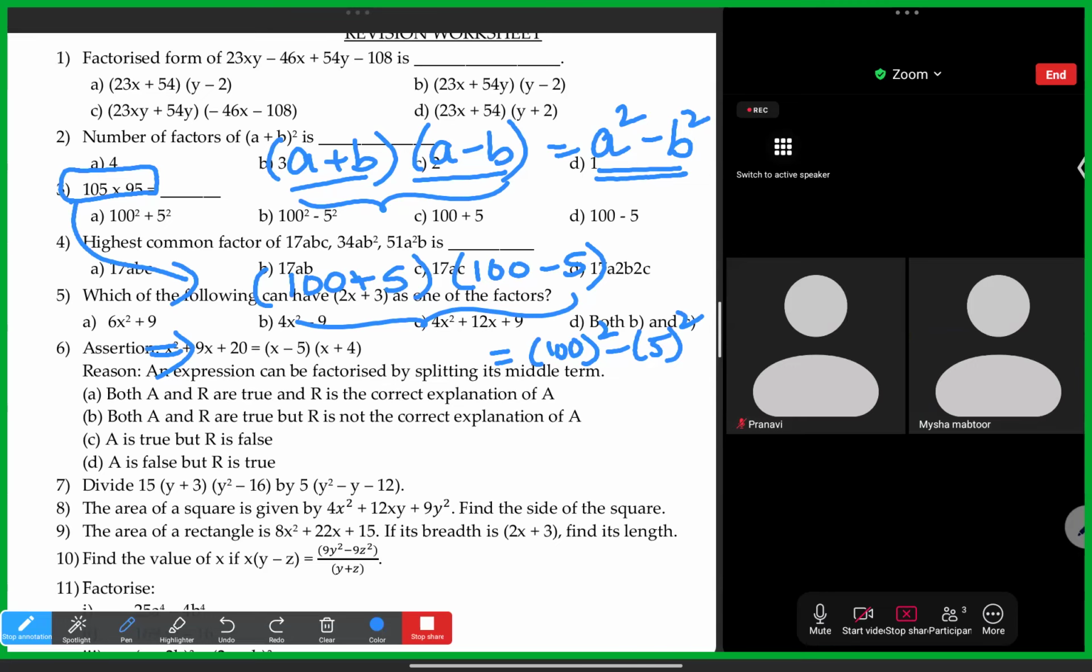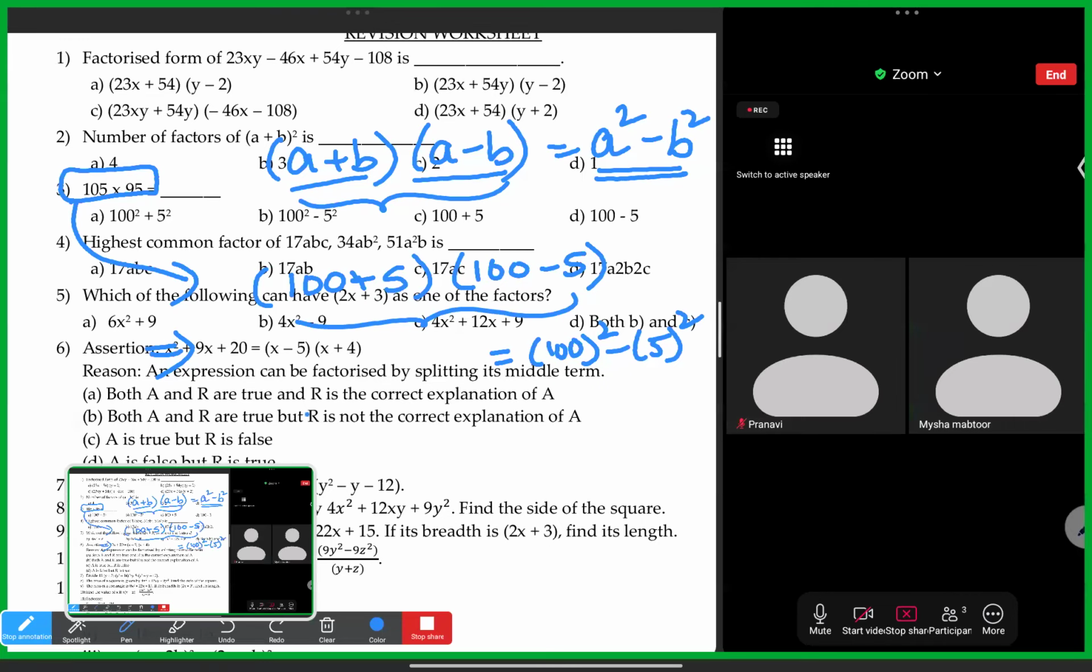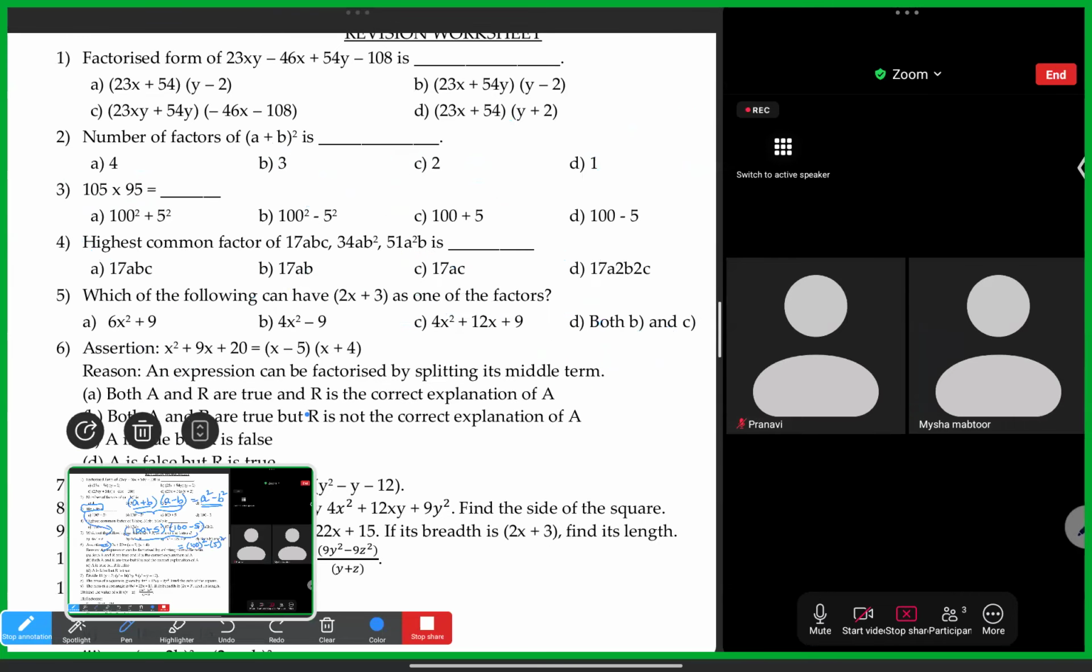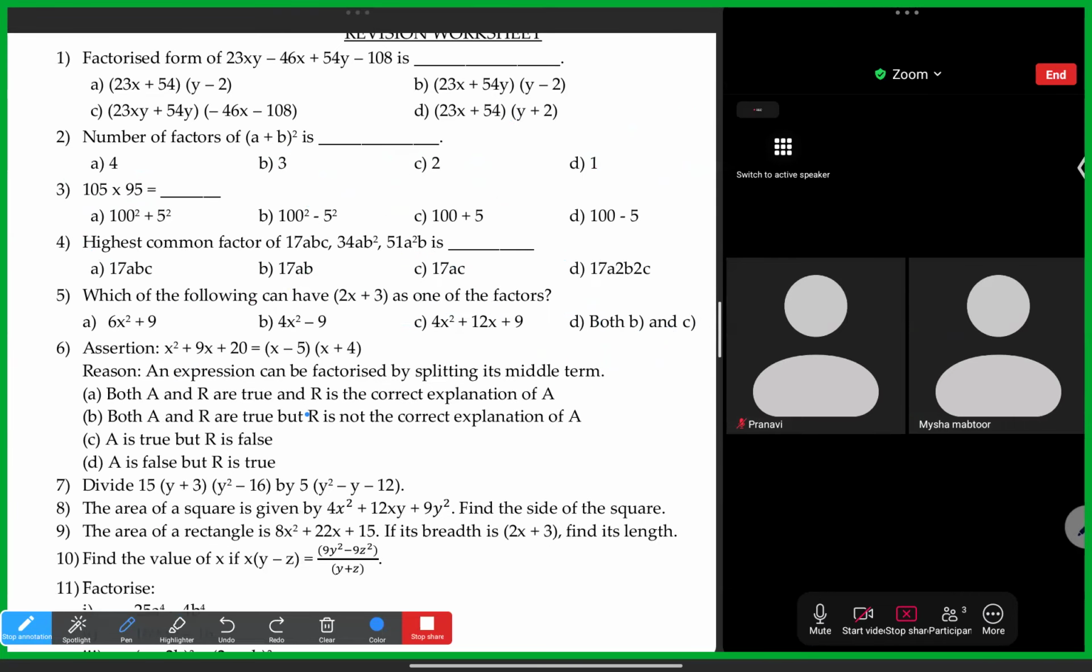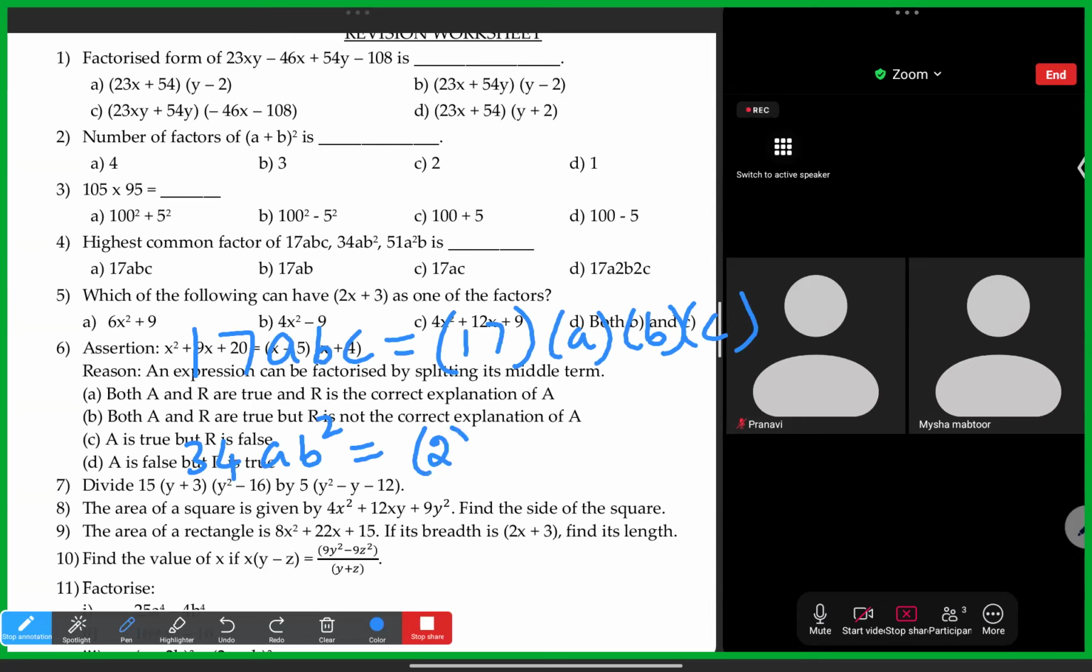Then next one. Highest common factor of 17ABC, 34AB square, 51A square B. Generally for this, you have to write like this first: 17ABC. We cannot do further because 17 is a prime number. Then 34AB square, 2 into 17.